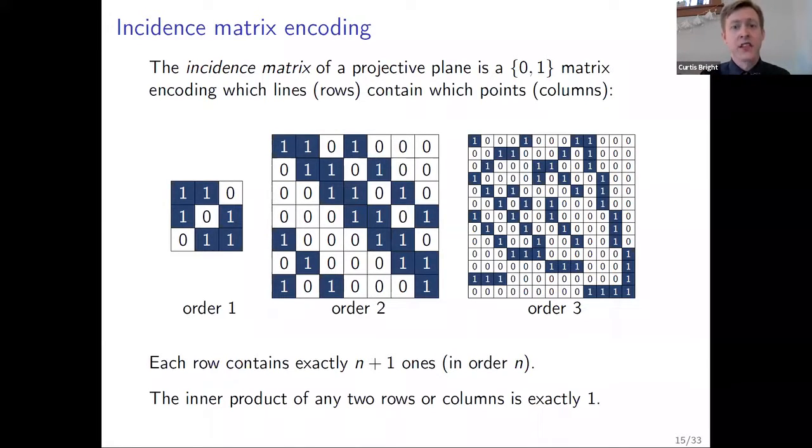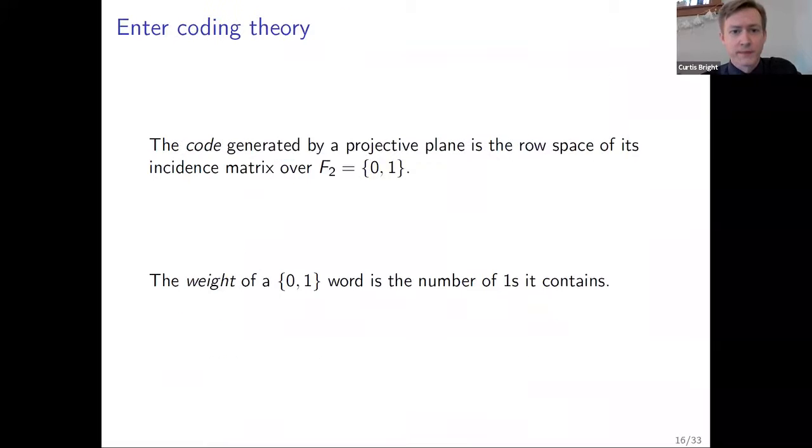So in particular, the projective axiom, which says any 2 lines define a unique point, is going to be their inner product is 1. So take a look at, say, the first 2 rows of this matrix. Their inner product is 1 because they share the second point and no other points. And you can check that all pairwise inner products are 1.